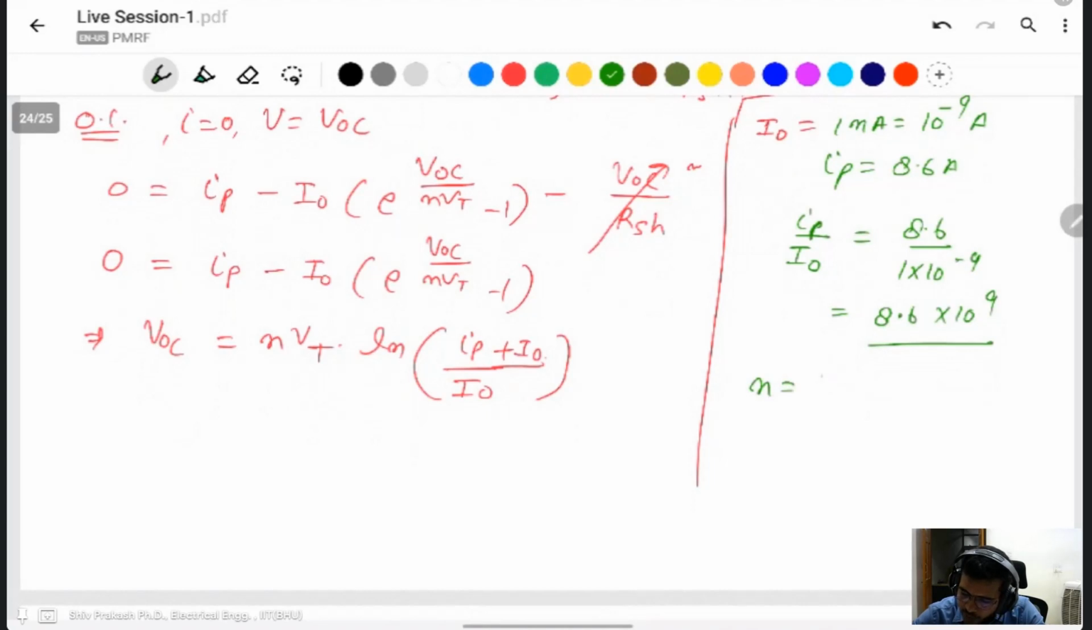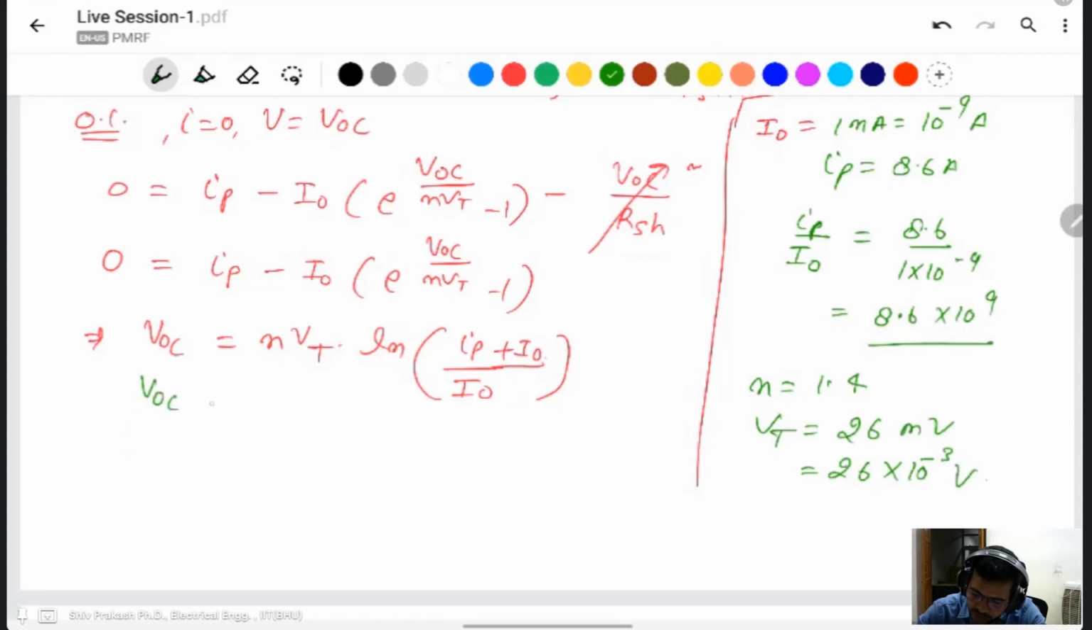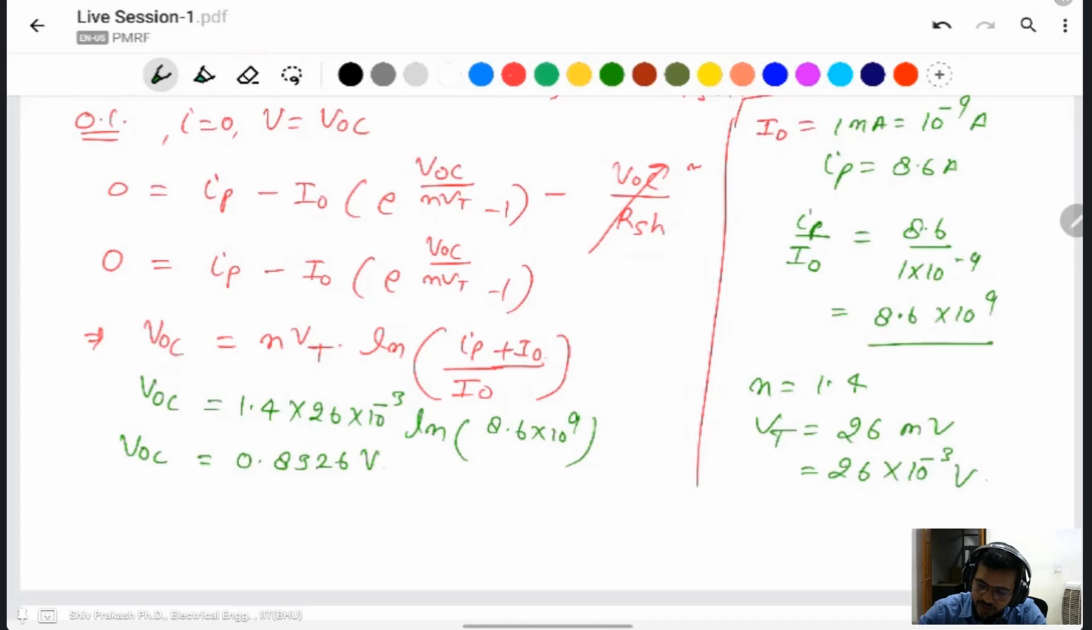N is given as 1.4, Vt is given as 26 millivolt, that is 26 into 10 to the power minus 3 volt. And what will be the VOC? 1.4 into 26 into 10 to the power minus 3 into ln of 8.6 into 10 to the power 9. If you calculate this, VOC of a single cell will be 0.8326 volt. This is the cell open circuit voltage.